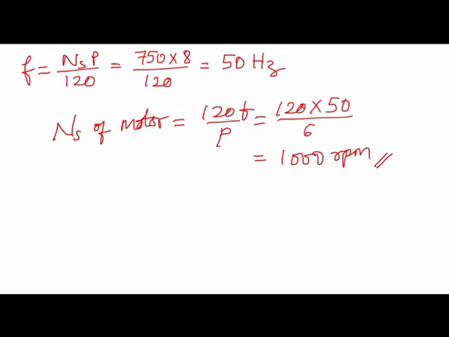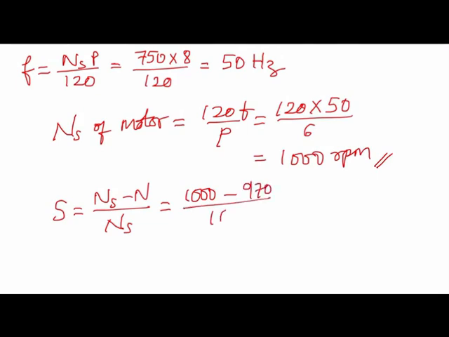Now let us calculate the slip. Slip is equal to, the formula is simple, Ns minus N divided by Ns. Ns is 1000 minus N is given, it is 970, divided by 1000. So upon calculating, we will get this as 0.03. In terms of percentage of slip, it will be 3%. So this is the slip of the induction motor.